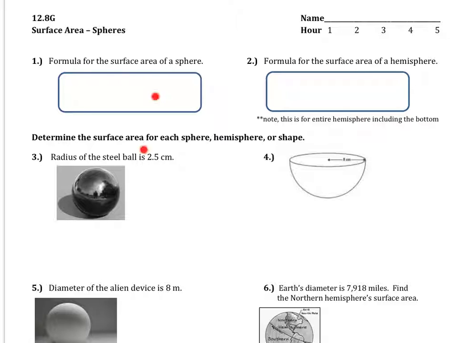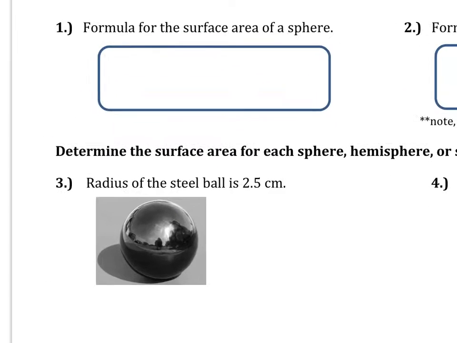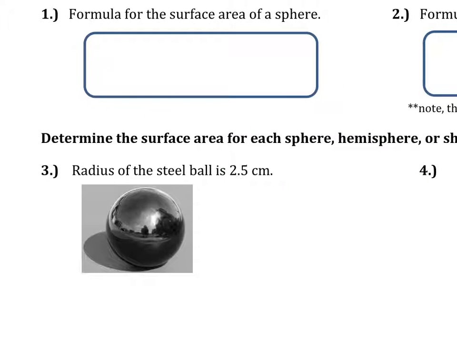So the first thing we'd like to do is to figure out what those formulas are. Like we talked about in class today, the formula for the surface area of a sphere is surface area equals 4 times pi r squared. So it's 4 times the area of one circle. So all we need to know is the radius.